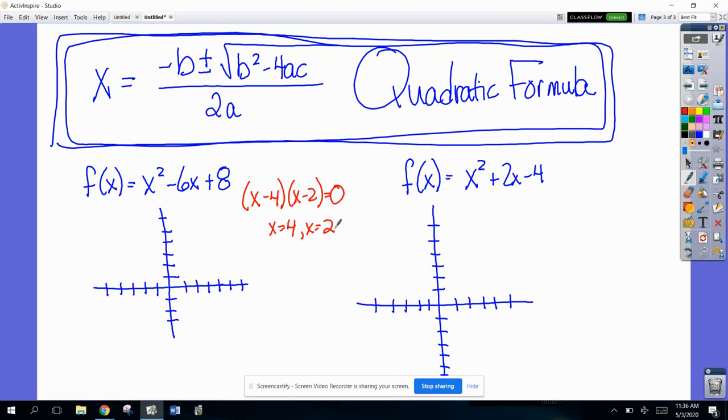Technically, if you graphed this on a graphing calculator, or if we had learned how to graph parabolas better, you would find there's a dot at the number 4 and a dot at the number 2, and those are called x-intercepts. So when you solve by factoring, you're actually finding what those x-intercepts are. This parabola is nice, and it goes like this. It's nice when they factor because it gives you the x-intercepts.